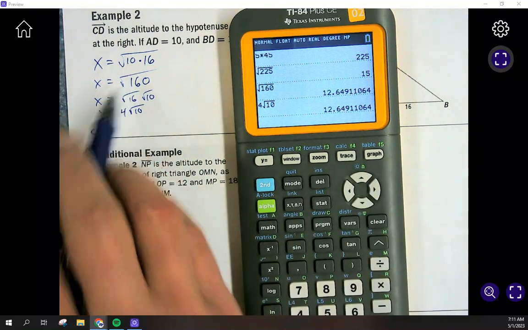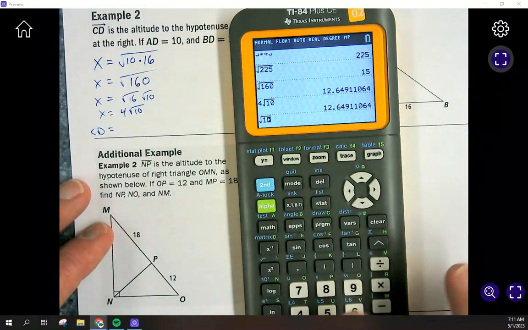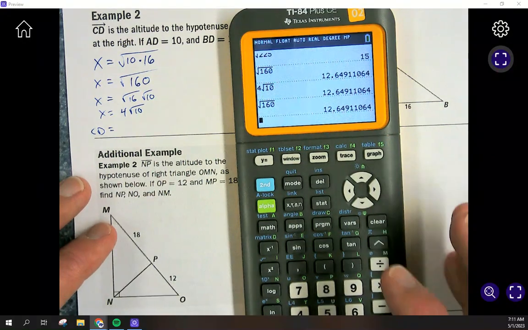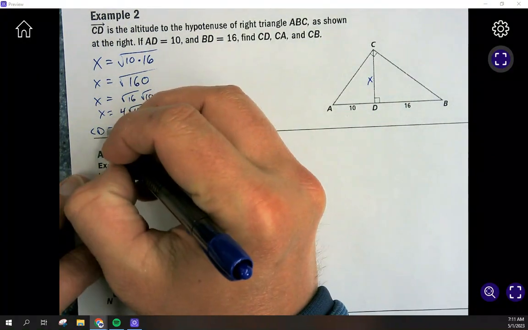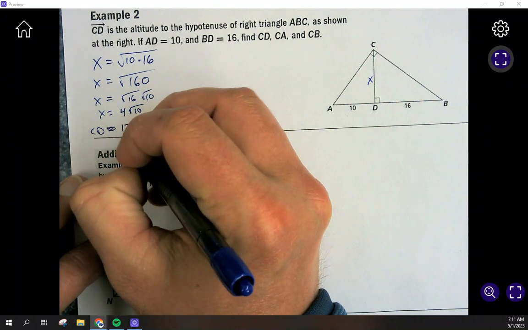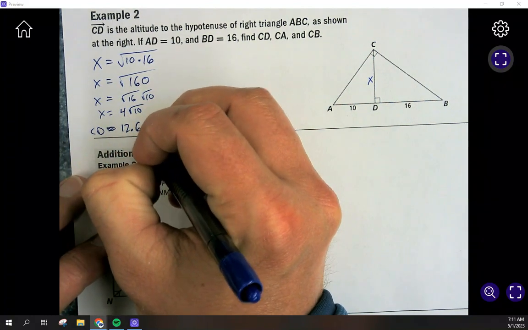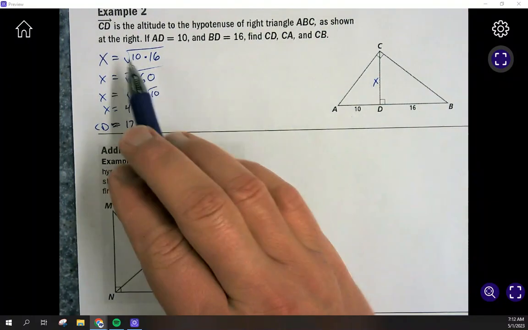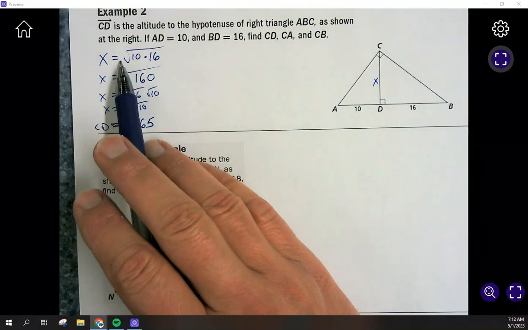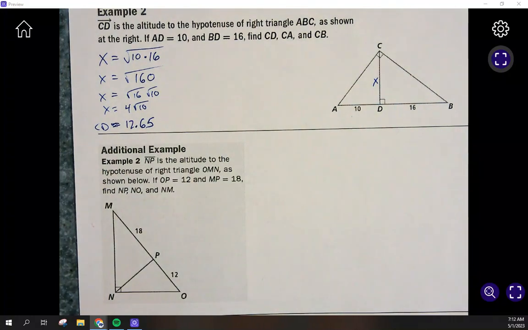Or we actually could have just plugged in the square root of 160 back then. There was no reason to simplify it if they just wanted it rounded. So it would be 12.65, and we'll put the squiggle because we rounded it. All right, so the altitude is always going to be the geometric mean of these two, and that's how you set it up. The 2 pieces being multiplied underneath the square root.